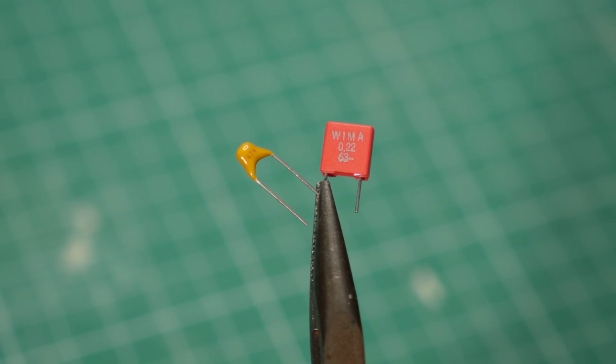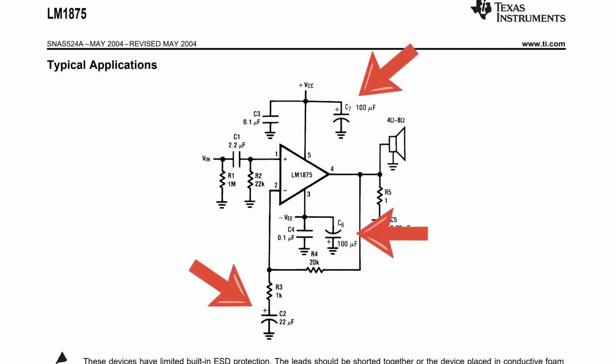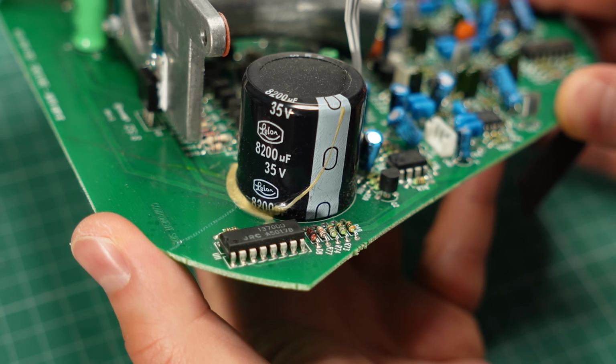Unlike other types like ceramic or film capacitors, electrolytic caps are usually polarized. They have a positive and a negative side and they must not be wired up the other way around. That is why polarity is always clearly labeled, both in circuit diagrams and on the capacitor itself.